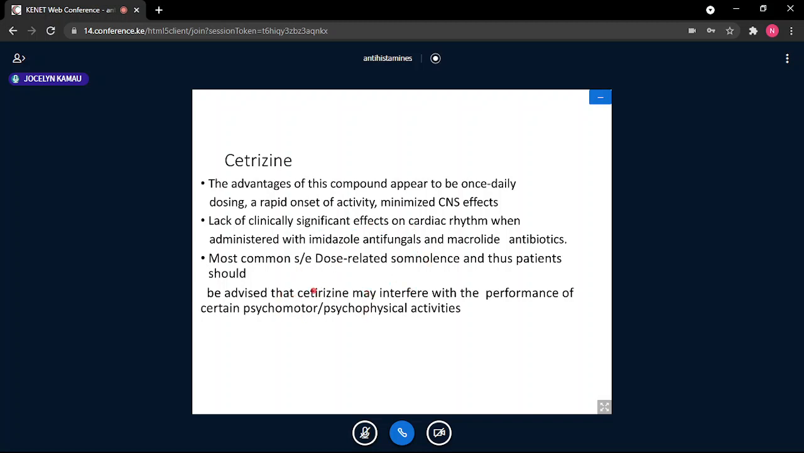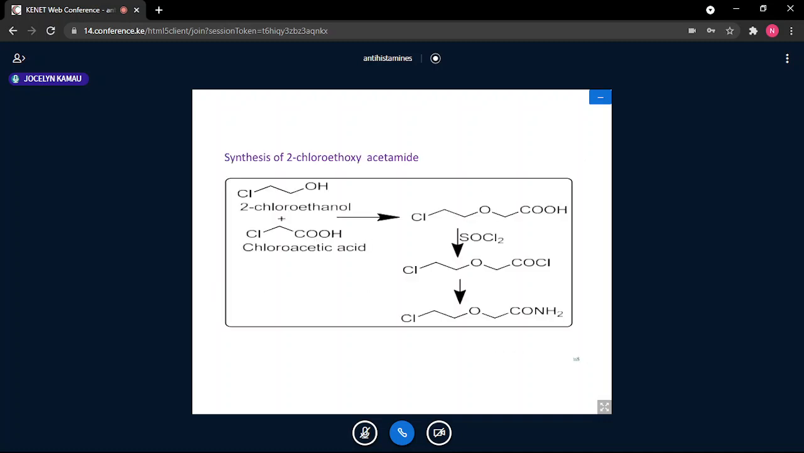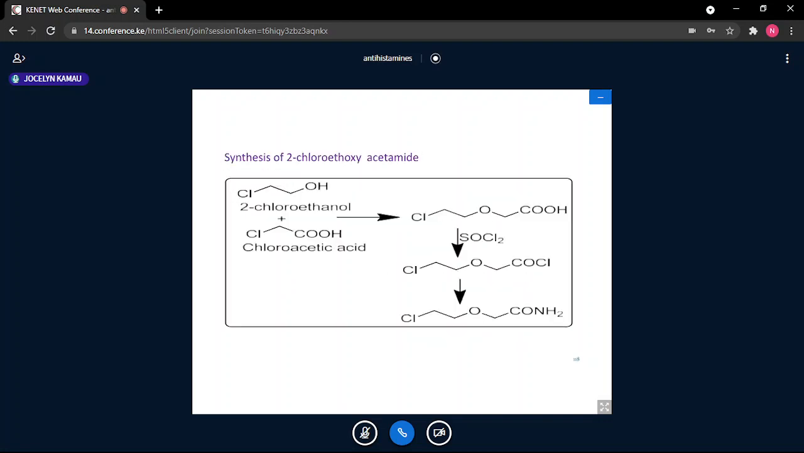So we are only saying that cetirizine can cause lethargy, and therefore you must be careful which activity you will take on. For some of the patients, it is very safe. They will take it and move on to other activities. Then those were the piperazine derivatives.